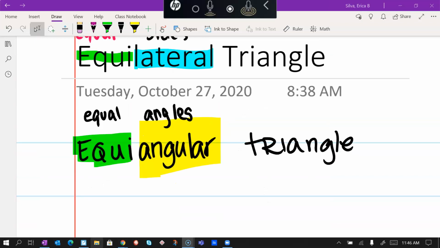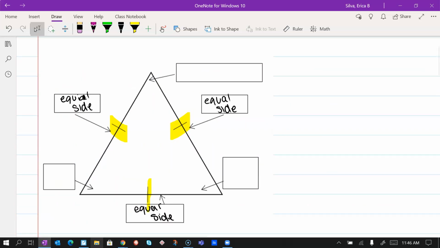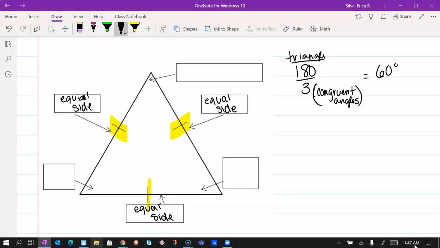So an equilateral triangle is an equal angular triangle, which means these three angles are equal. Now, if we have a triangle that's equal to 180 and all of the angles are equal, what is the measurement of each angle? Or how would we come about solving for it? We have a triangle that's 180, and Becca says that we could divide it by 3, because we have 3 angles that are equal. So divide it by 3, because we have congruent angles. So each angle is equal to 60 degrees.